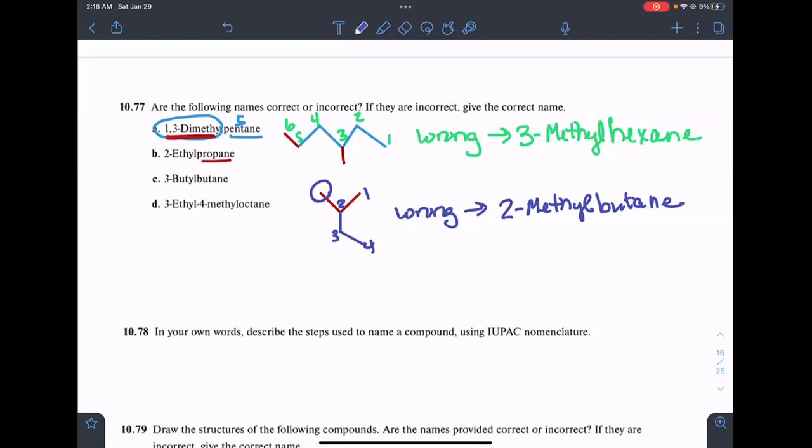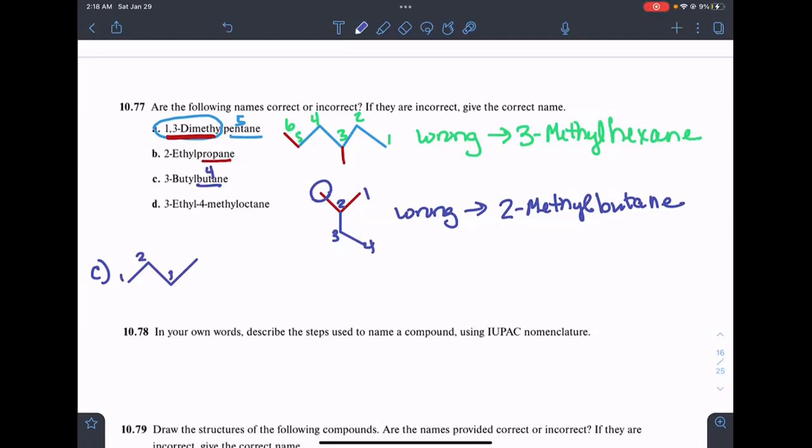Okay. All right, C, 3-butyl butane. That sounds kind of crazy, right? 3-butyl butane. Okay, so butane is going to be our main chain, and our main chain for butane is 4 carbons long. So let's draw that. 1, 2, 3, 4. That's my 4 long. Now we're saying on the third carbon, so 1, 2, 3, here's my third carbon, I'm going to have a butyl group. Me eat peanut butter. So but is 4.